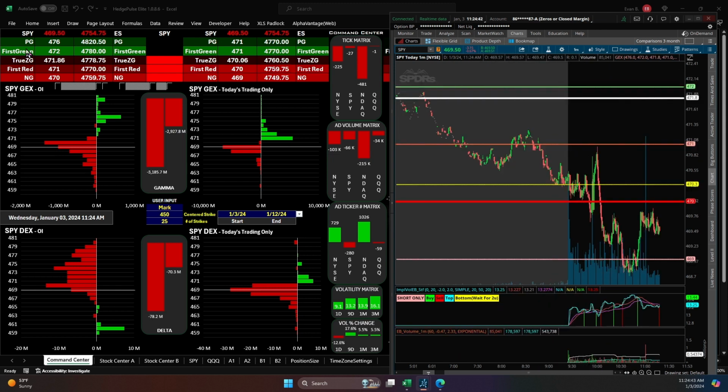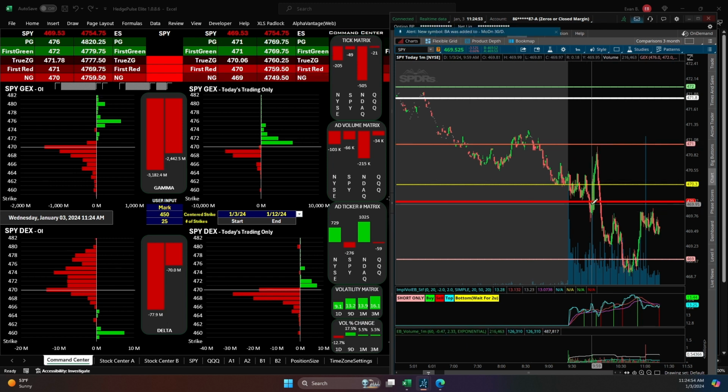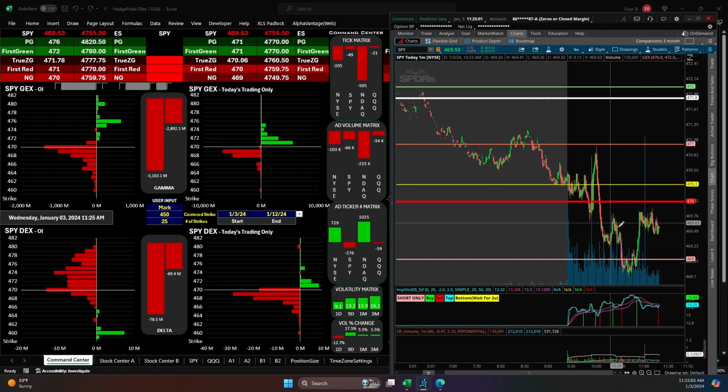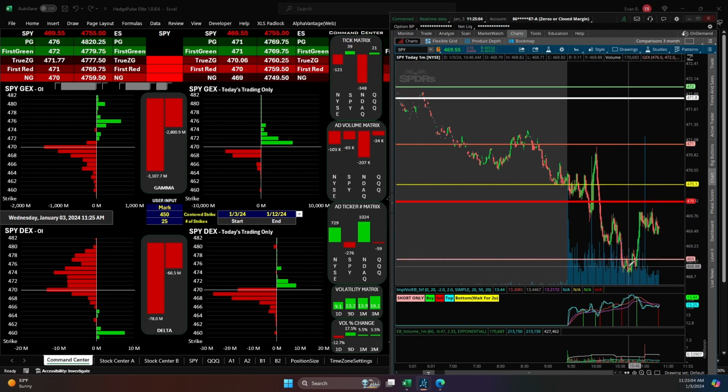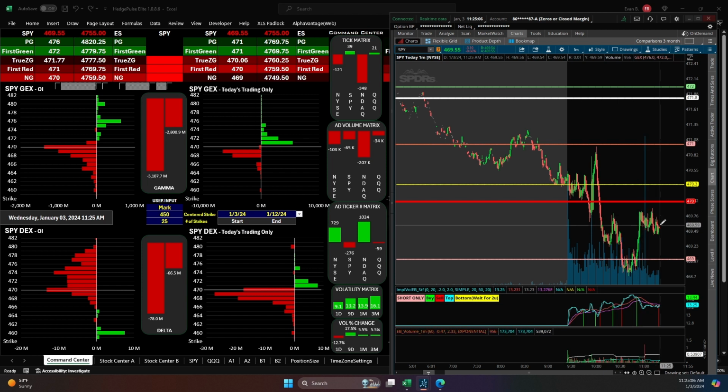Anything under this right here, the TrueZG from the overnight, is this white line. You get these pretty linear moves. Even this one, this was quick. You get these linear moves, and it'll push, go sideways for a minute, push, go sideways for a minute, push back up, sideways. Now, the question is, do we push up or do we push down?